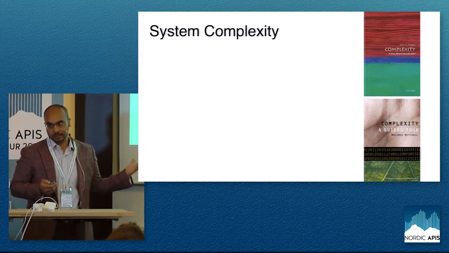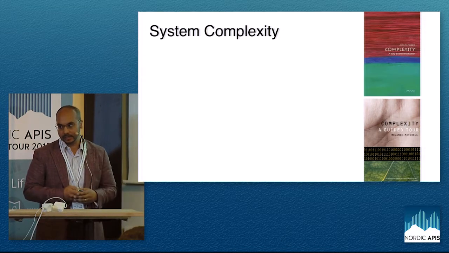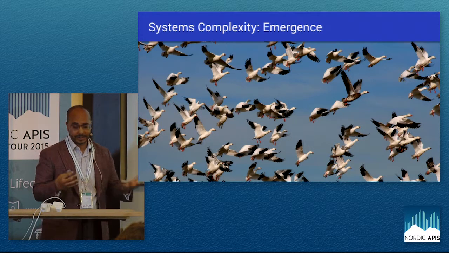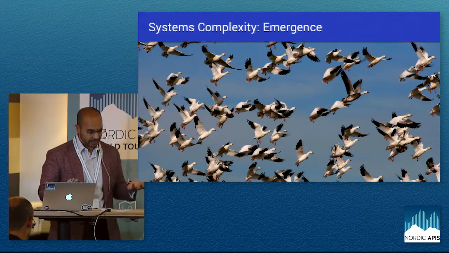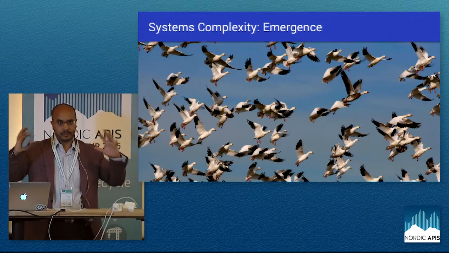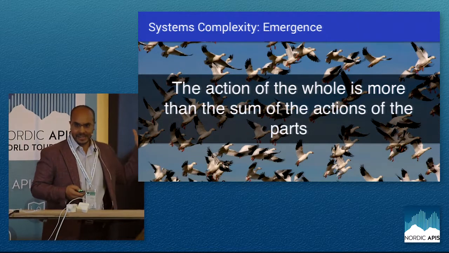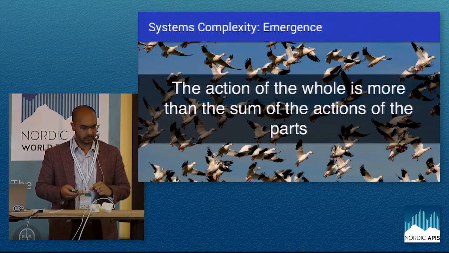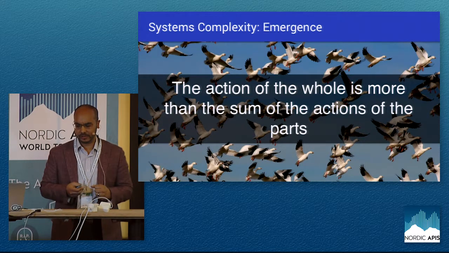When it comes to system complexity, the characteristic, the thing that defines systems as being complex is this idea of emergence, right? This comes up again and again. And the idea is if we have a system that behaves differently when everything is together, that's emergence. So a more formal definition: when the action of the whole is more than the sum of the action of the parts, that's emergence and that's complexity from a systems perspective.